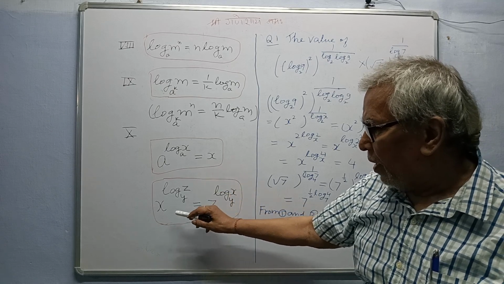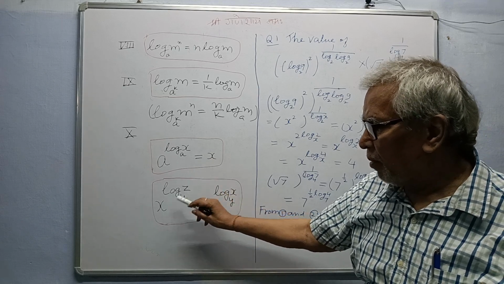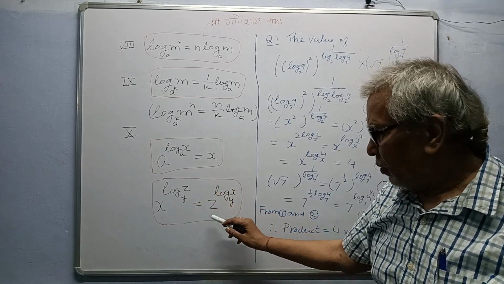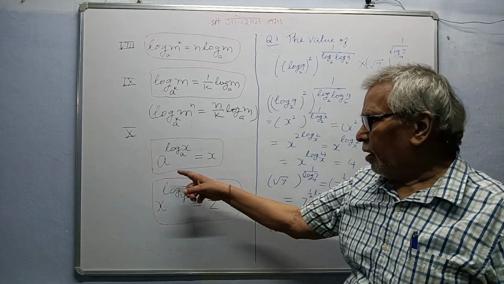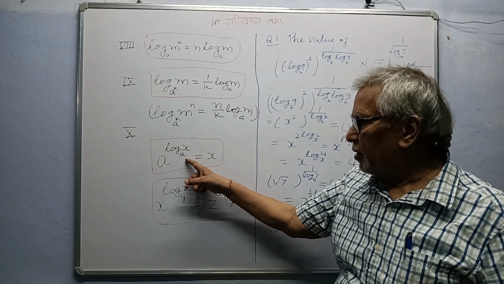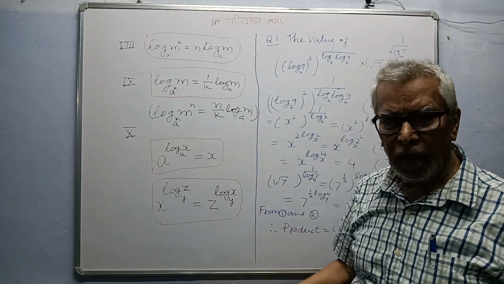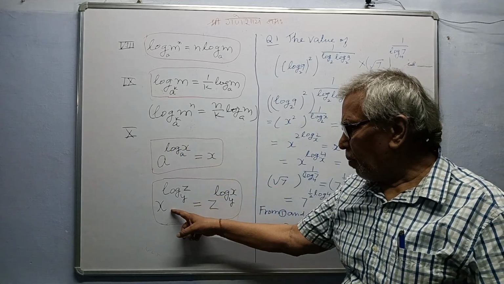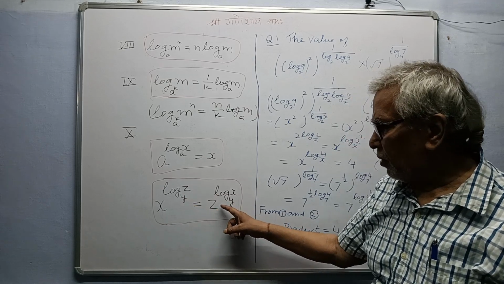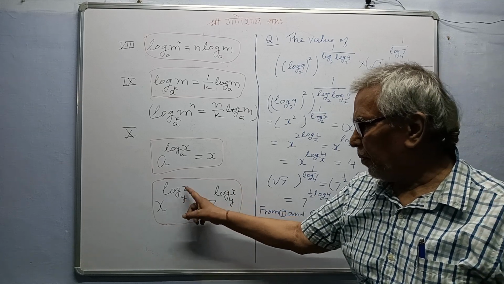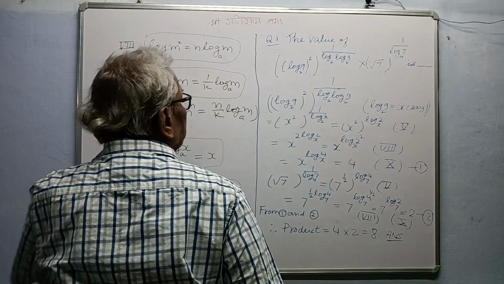Second form of this is x to the power log z to the base y is equal to, the z and x will interchange position. So z to the power log x to the base y. Here a to the power log x to the base a, the total will go out, simply x. And here x to the power log z to the base y, z and x will interchange their position. So z to the power log x to the base y. Very important. Now let us solve one problem.